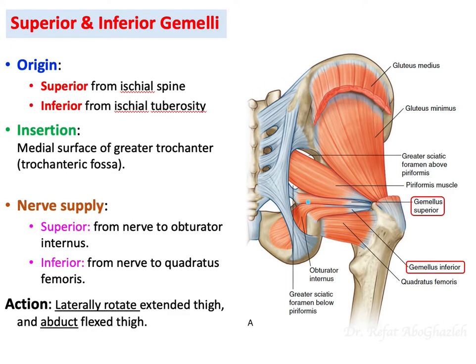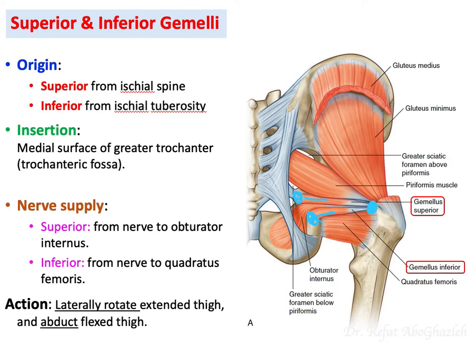Now reaching the two sisters, superior gemellus and inferior gemellus. The superior gemellus originates from the ischial spine. The inferior gemellus from the upper part of the ischial tuberosity. So from the ischial bone at the end of the day, one from the spine and one from the ischial tuberosity, and they insert in the greater trochanter, again in the trochanteric fossa with obturator internus. Similar, we mentioned the function again and again, like piriformis and obturator internus: the superior and inferior gemelli laterally rotate the extended thigh and abduct the flexed one.